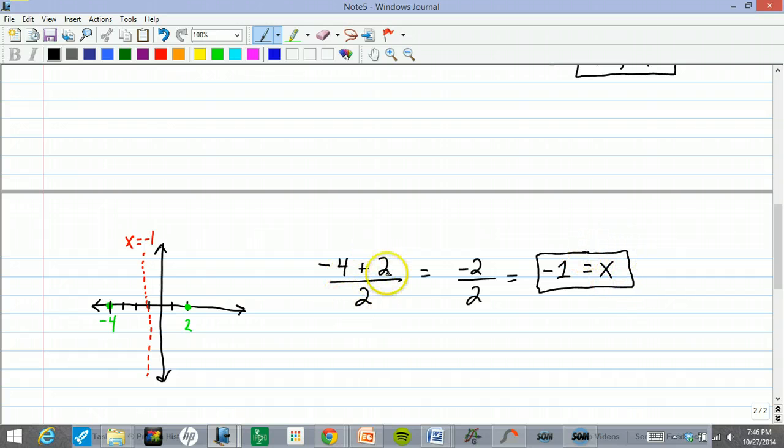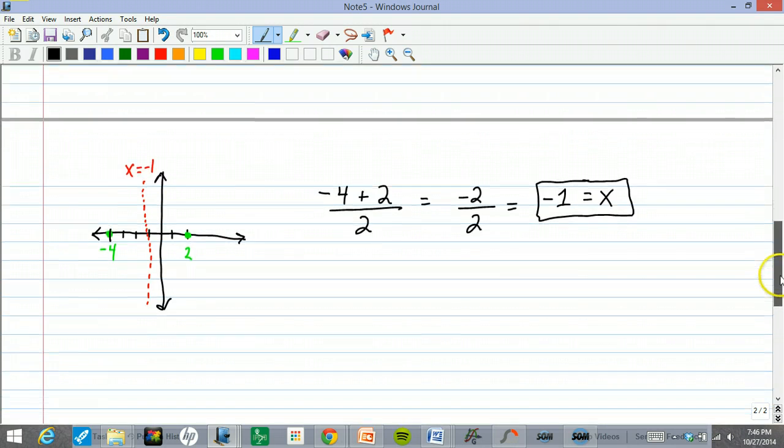If you want to memorize this, go for it. I like to use the picture. It helps me remember exactly what I need to do.